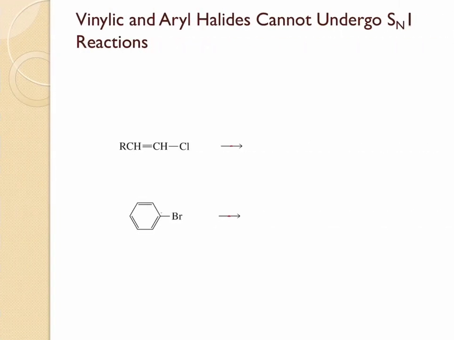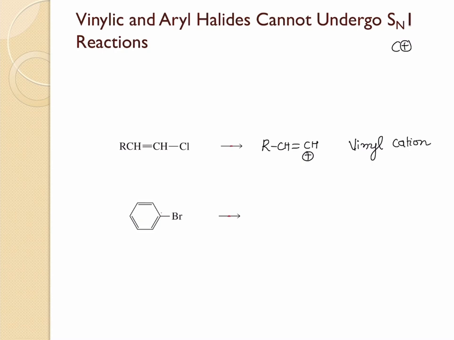Now, do they undergo SN1 reaction? The answer is again no. Now let's see why they don't undergo SN1 reactions. What is the first step in the SN1 reaction? It needs to form the carbocation, right? So the first step here is the Cl minus needs to leave, and once it leaves, it needs to form the carbocation. Now, what kind of carbocation is this one? This is a vinyl carbocation. The vinyl carbocations are very, very unstable, right?